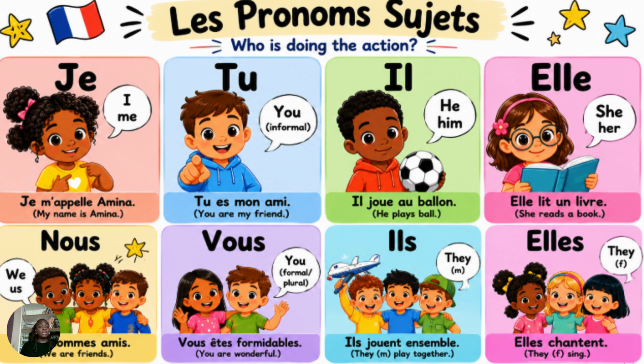Nous, which means we. Nous sommes amis. Vous, which means you, maybe addressing more than one person if it's informal, and addressing one person when it is formal. Vous êtes formidables. Ils, which is they. Ils jouent ensemble. Elles chantent.